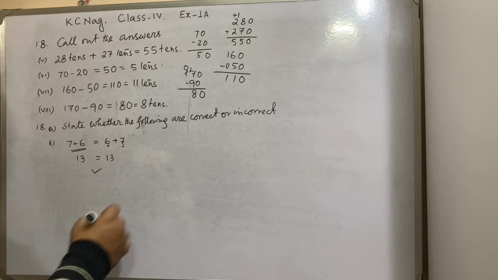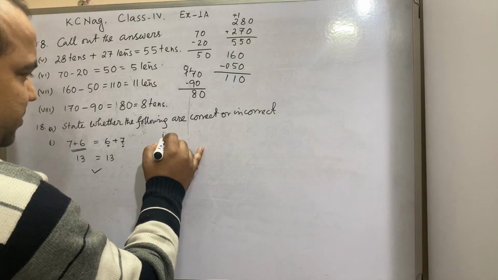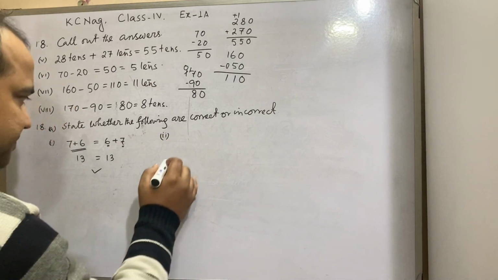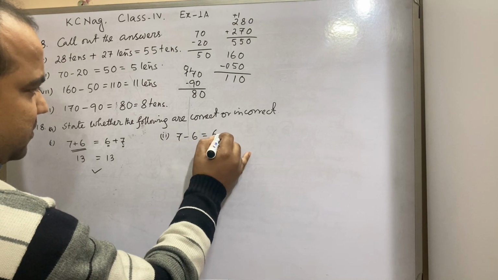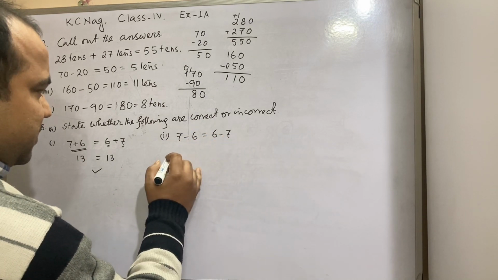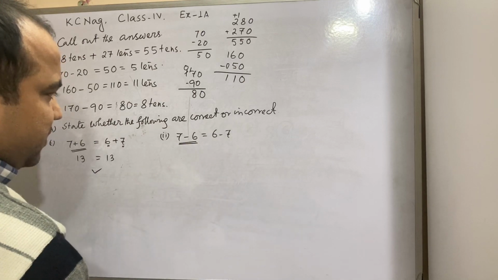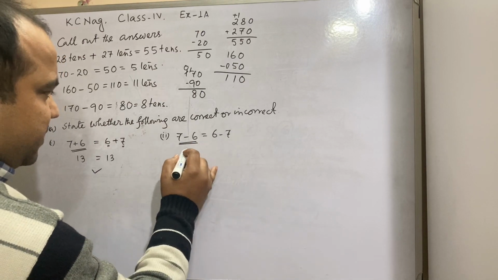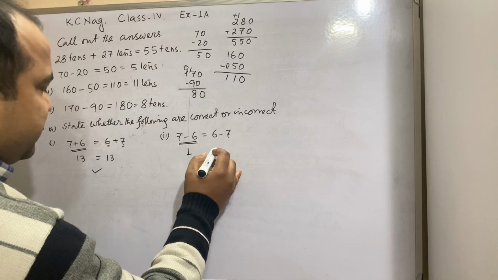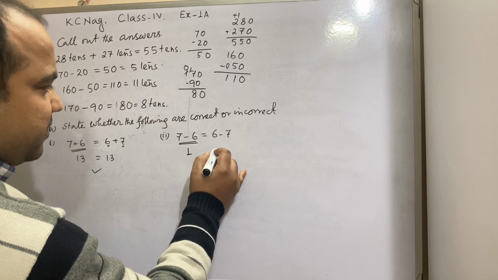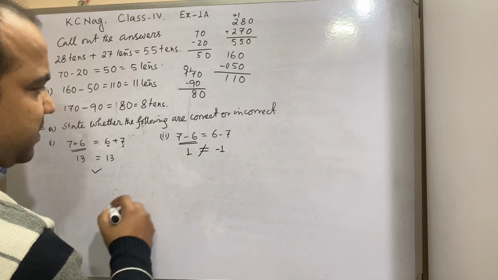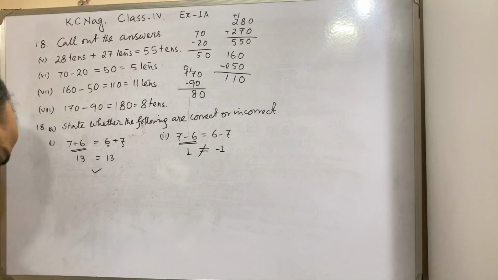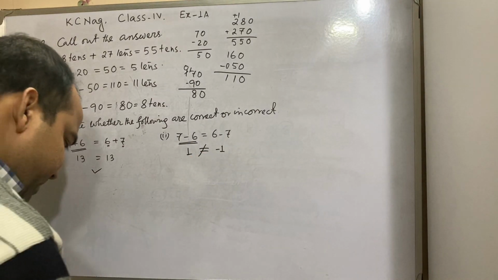Correct. Next, question number 2, which says 7 minus 6 is equal to 6 minus 7. What is the result of this? 7 minus 6 is 1, and 6 minus 7 is minus 1, which is not equal. That means it is incorrect, not equal.